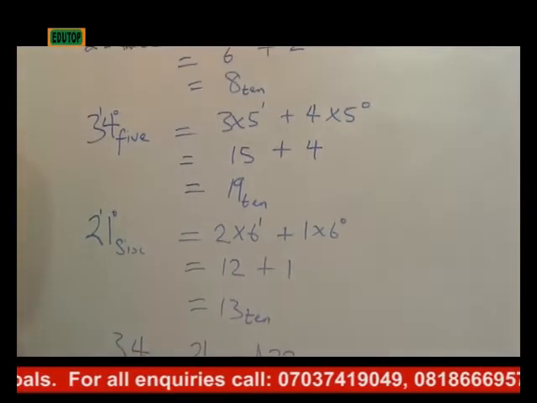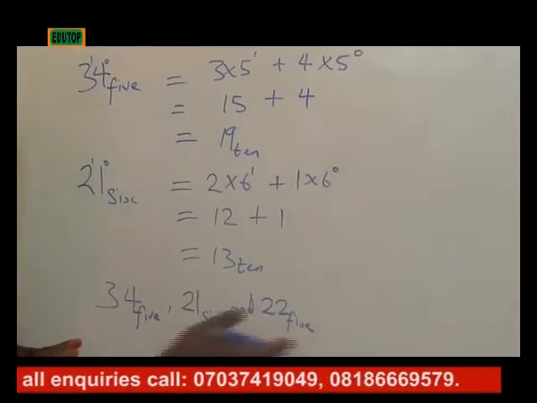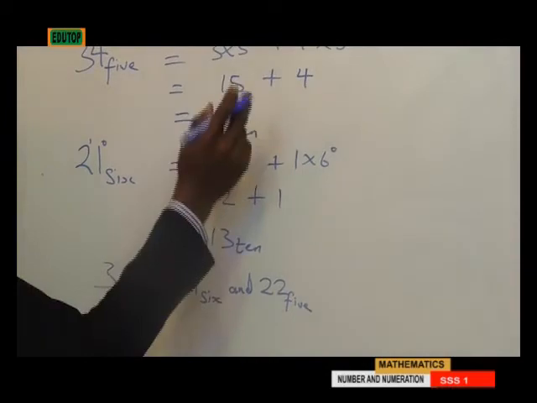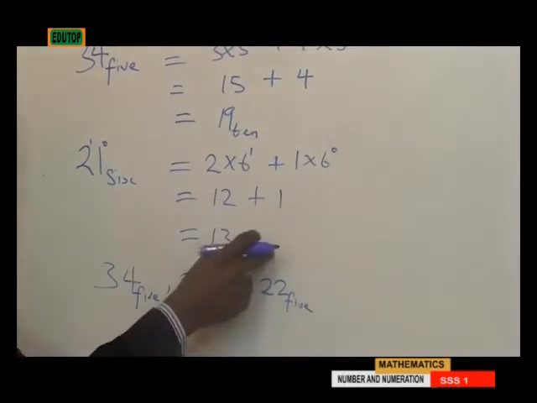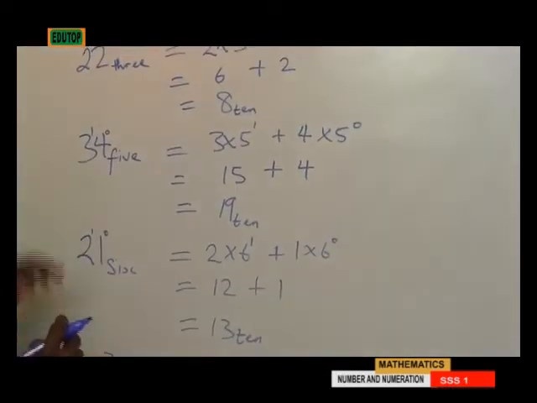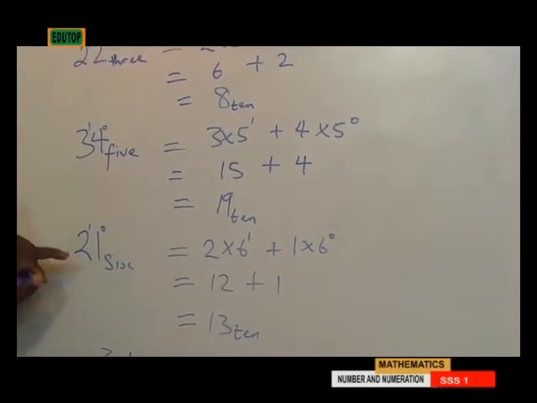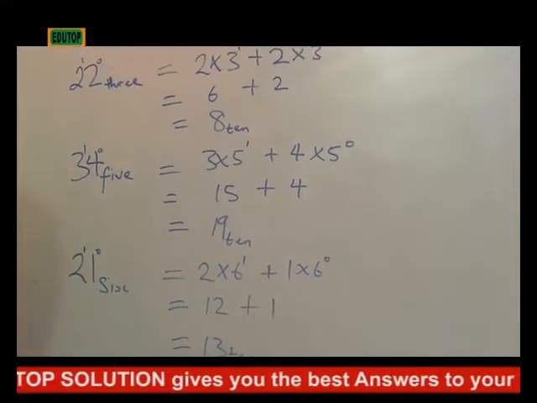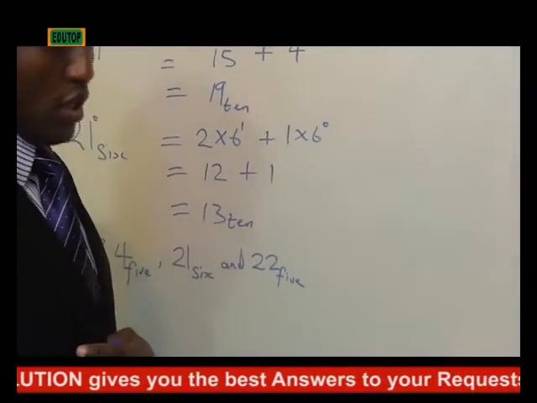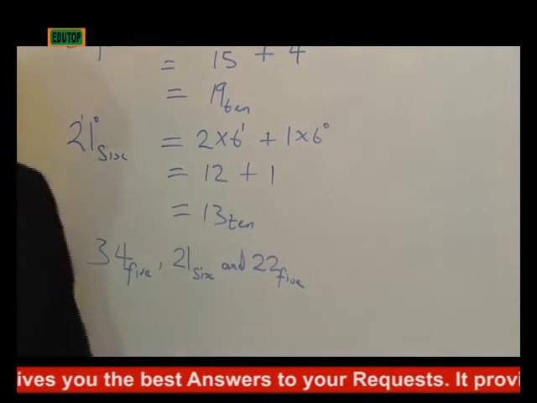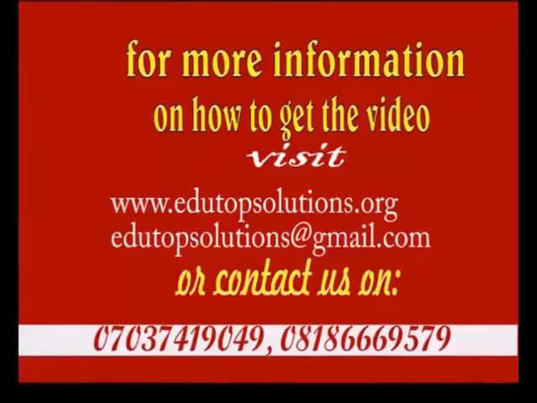This is the descending order that we can have. This is the highest, followed by this, followed by this. This is the highest, then followed by 21 base 6, and then 22 base 3. And that gives us the correct answer.